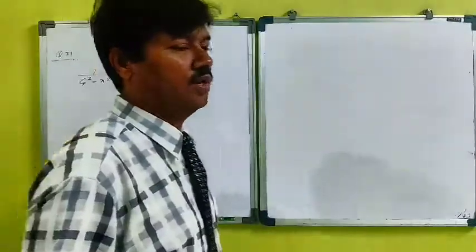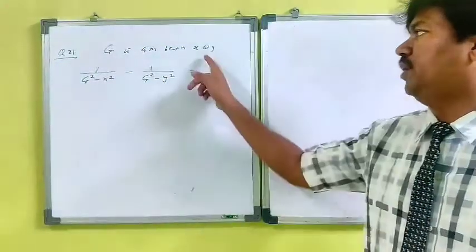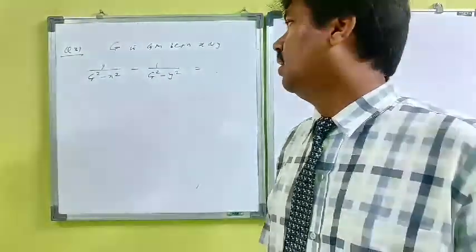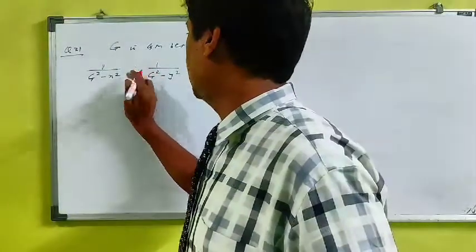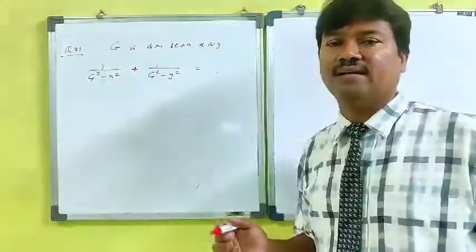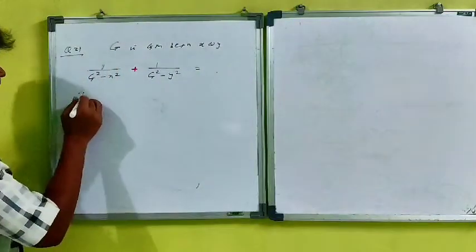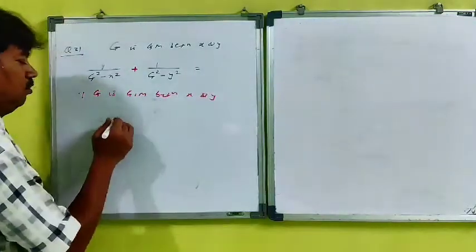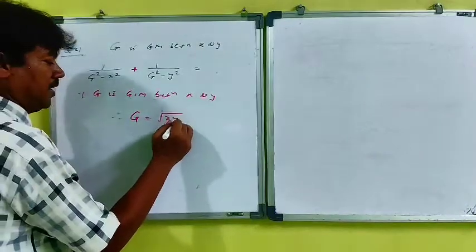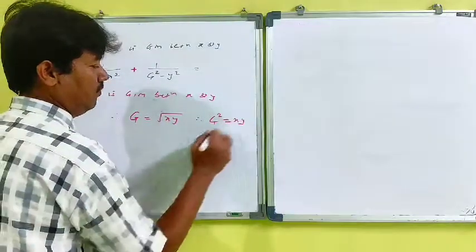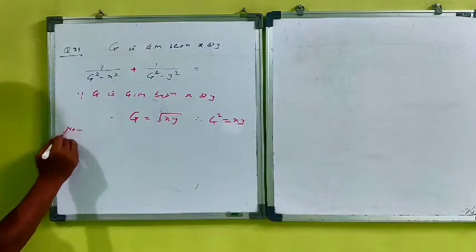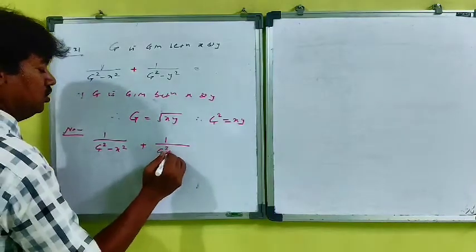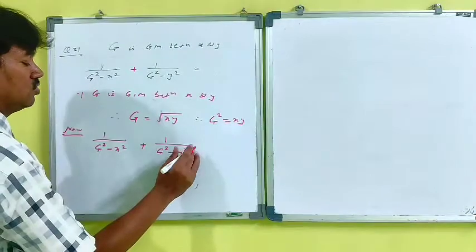Yes, so question number 31. G is the geometric mean between x and y. Then what is the value of 1 upon g square minus x square plus, it is not minus, it is plus 1 upon g square minus y square. So now, since g is the geometric mean between x and y, therefore g should be equal to root of xy. Therefore, g square is equal to xy. Now we will solve this, that is 1 upon g square minus x square plus 1 upon g square minus y square.